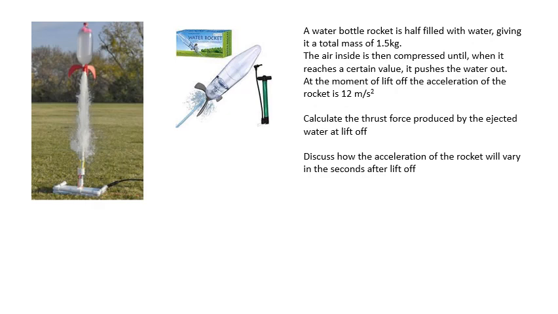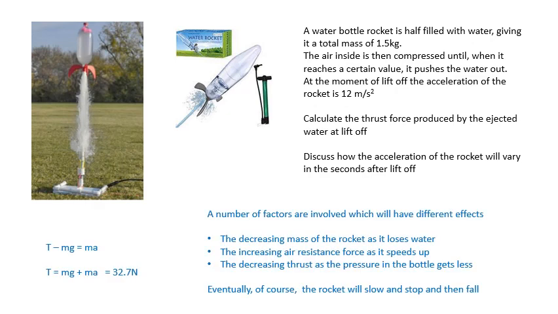And my answer, 3, 2, 1. So first of all, T minus mg, thrust minus the weight of the rocket, equals ma. Remember that. That's a little tricky thing which comes up in AQA multi-choice questions quite a bit. Don't forget the weight of the rocket. And if you work that out, 32.7 newtons.